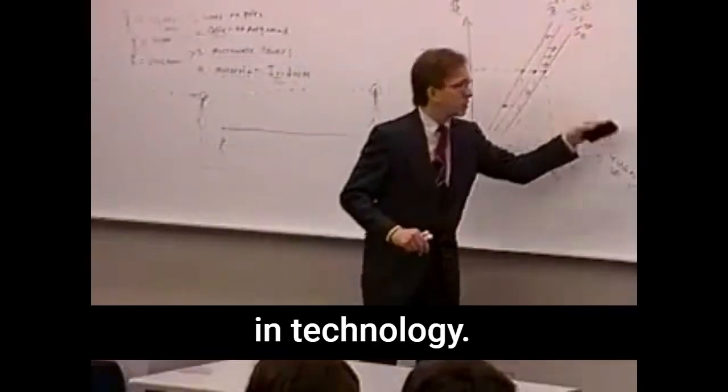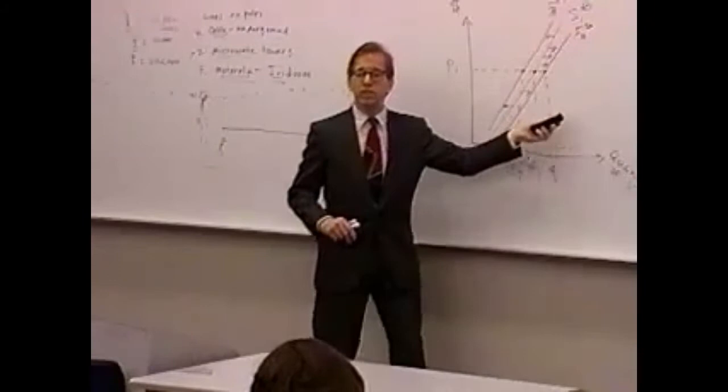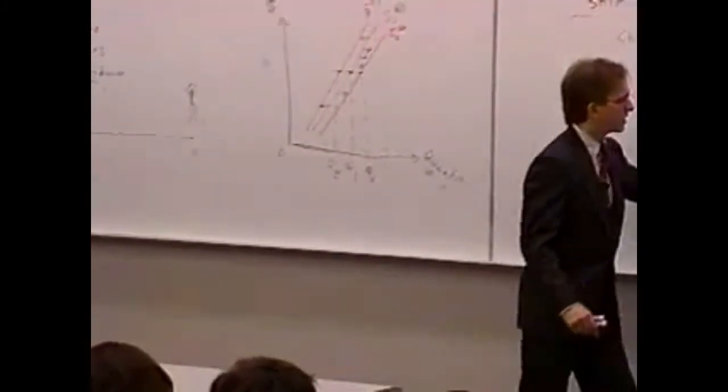An improvement in technology, we shift the curve to the right. We're getting more output from a given amount of resources. Or if technology gets worse, the curve shifts to the left. Any questions?